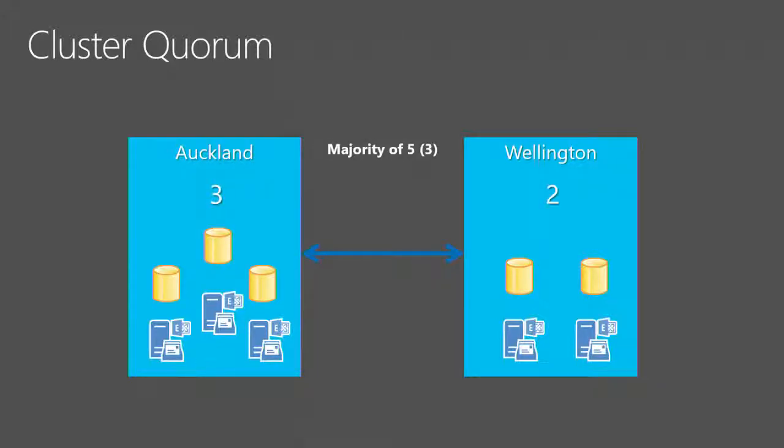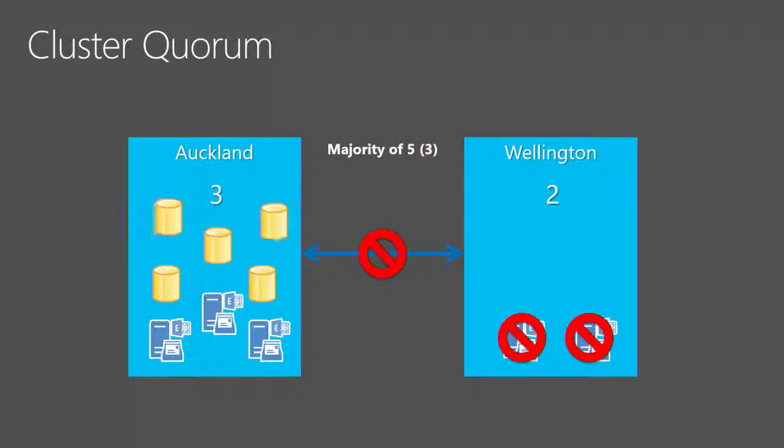Okay. So I need a majority of 5. So 5 divided by 2 plus 1 is, in whole numbers, 3, that's right. So we've got 3 votes over there, 2 over here. We lose the WAN link. Anytime the network is severed in any DAG, what happens to one half the DAG? It goes down. What happens to the other half? Stays up. That's right, because it's got the majority of votes. So it maintains quorum, and these databases then fail over there, and they're served by that data center.